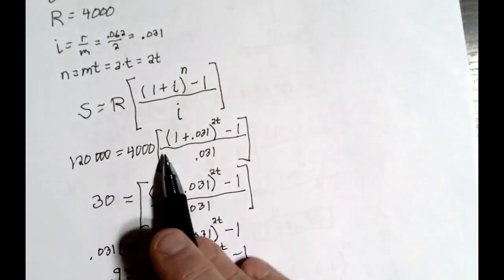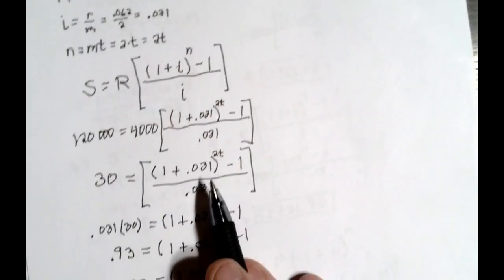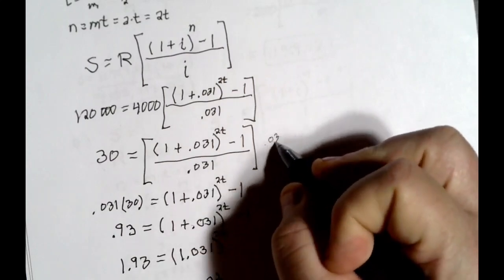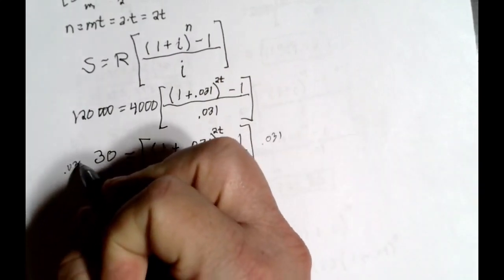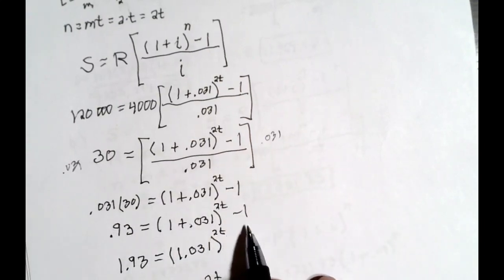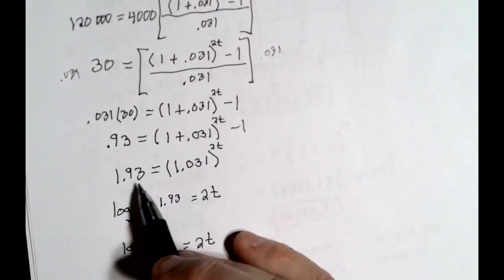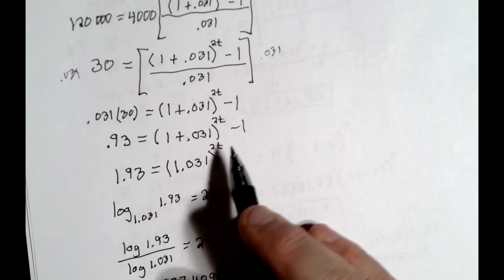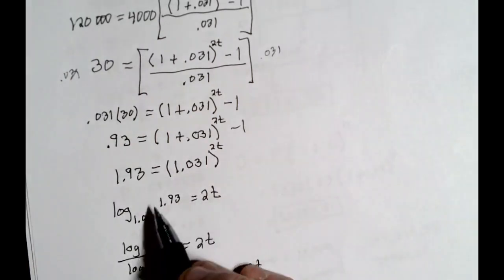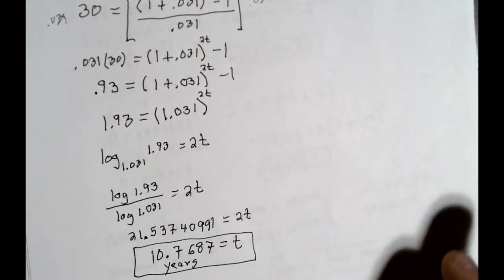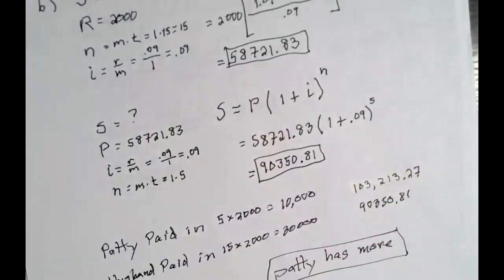So divide both sides by 4,000, and you get this guy equals that. Multiply both sides by 0.013, and you get this guy equals this, the numerator. Add 1. Now you're ready to write this as a log. Log base 1.031 of 1.93 equals 2t. Change your base, figure it out, divide by 2, and that's your number of years right there, 10.7.